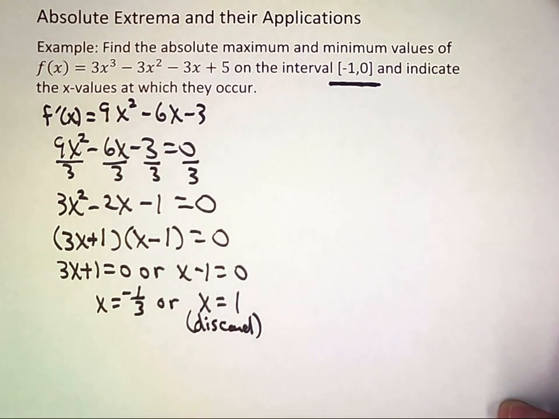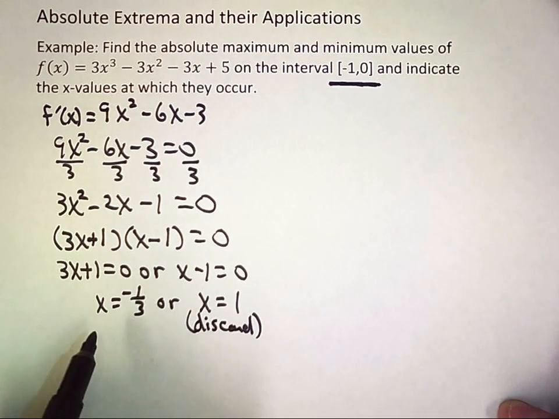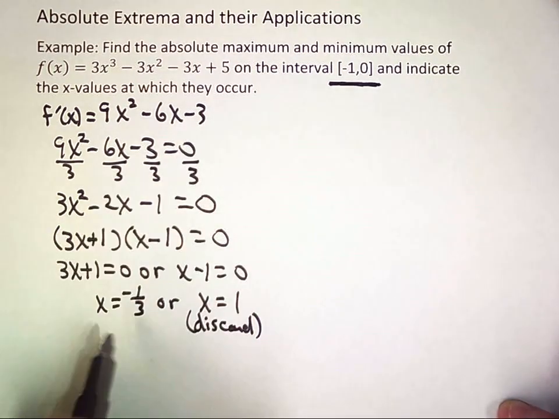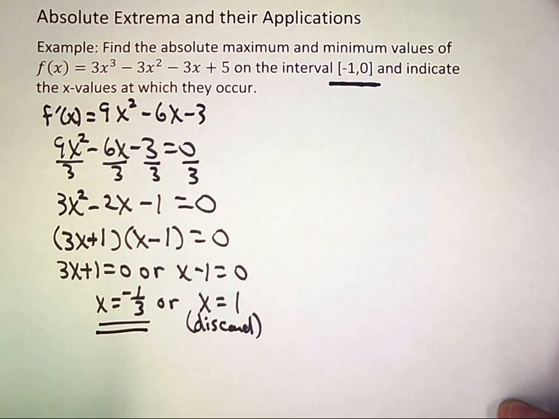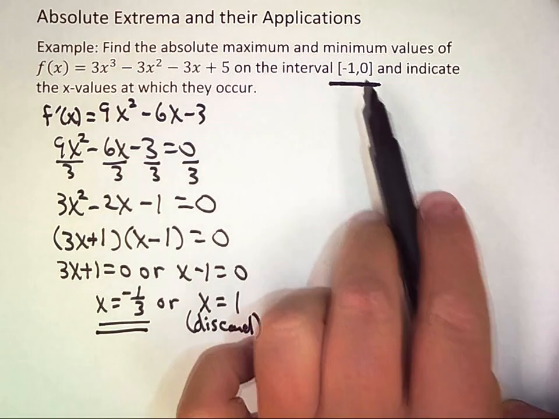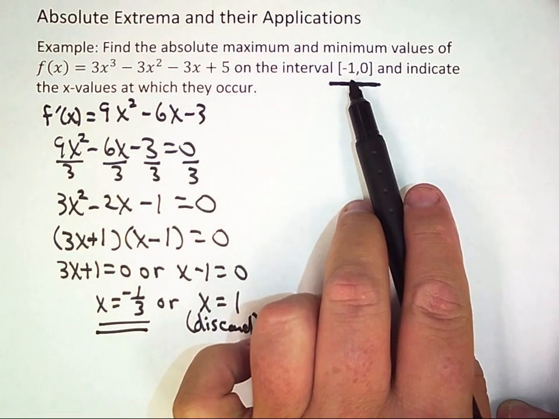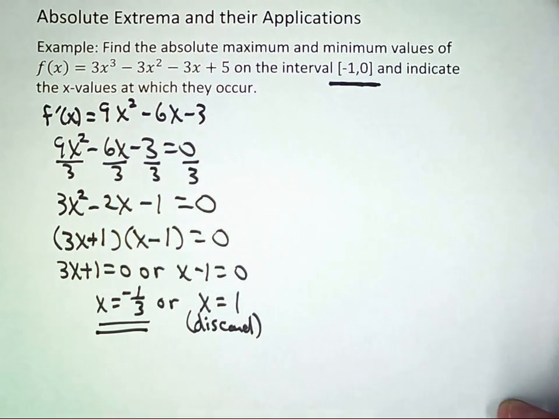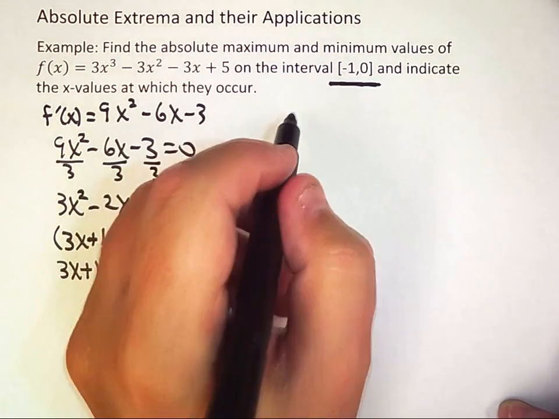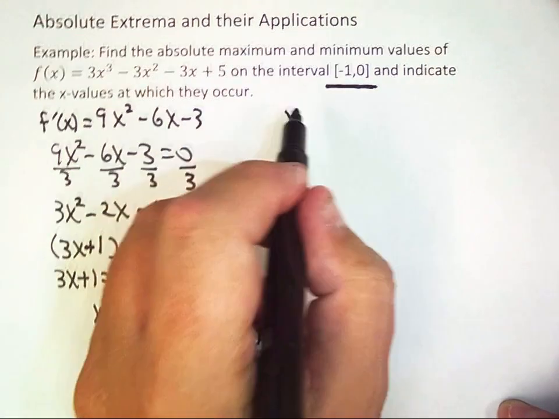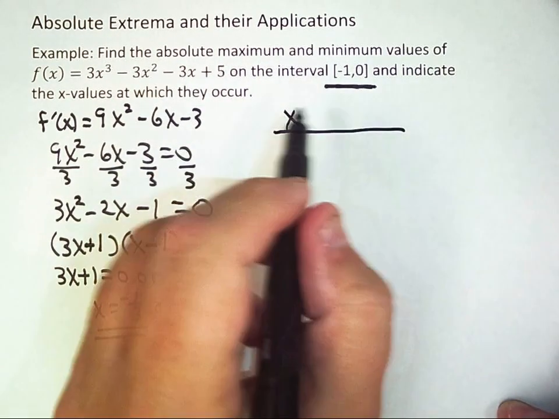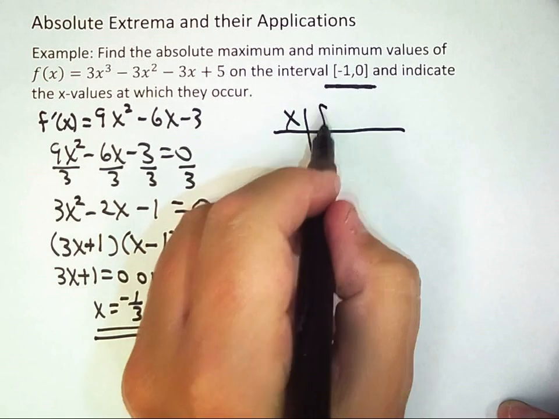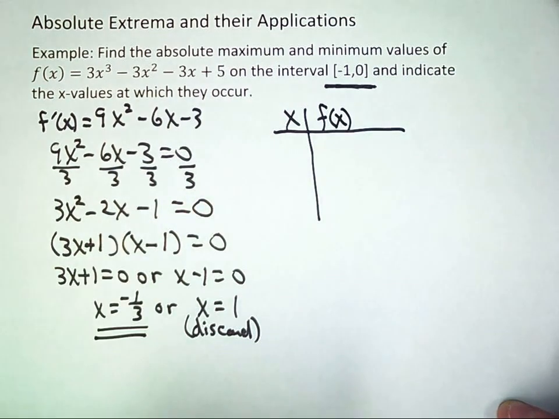So really, at this point, my absolute extrema are going to occur either at -1/3 or at -1, which is the left endpoint, or 0, which is the right endpoint. It's going to be one of those three places if it occurs. So what I would suggest is just making a little XY chart or an f of x chart and having a look.